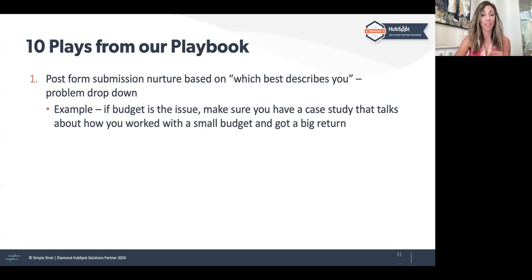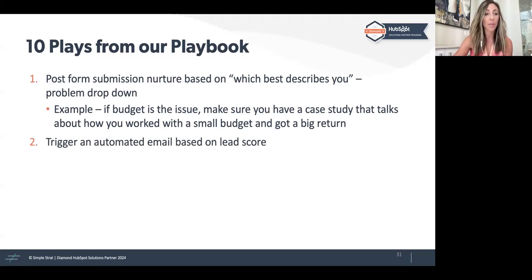Okay, so evidently I had an example in here that was better than one I just made up. So if budget's the issue, this would be an example of having a case study. And think about your title, everybody. Titles are very important. If the title of the case study is "Small Budget Makes Big Impact," that talks specifically to someone who says budget is their issue or problem at the moment. That may or may not be the way you go to market, but that's another example.